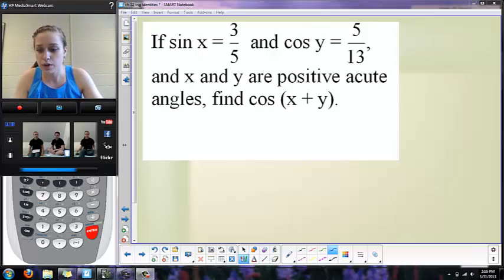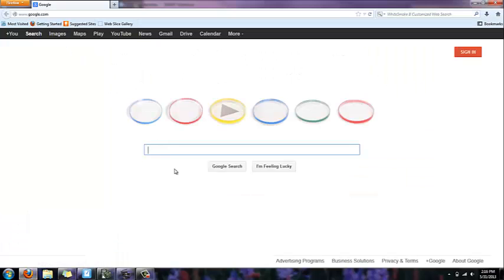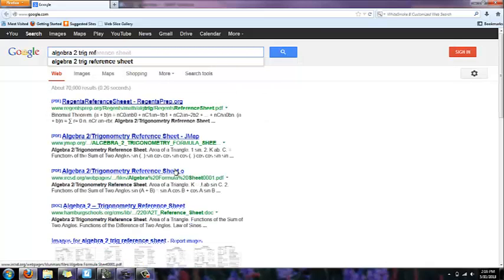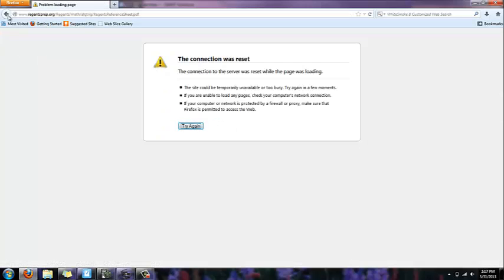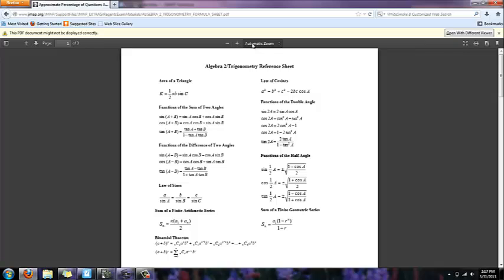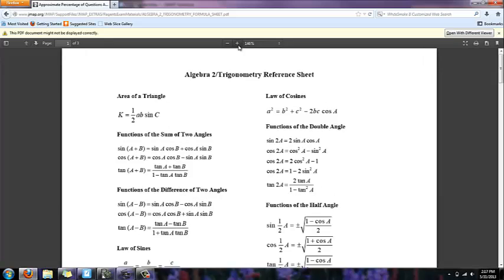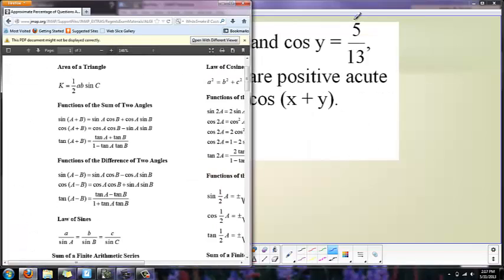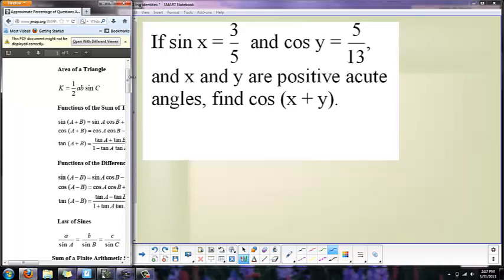Actually, what I'm going to do right now is go on Google, just in case you haven't done this yet, and I'm going to type in algebra to trig reference sheet, and then pull one of those up so that we have it next to the screen while I'm doing this. Okay, so this is your reference sheet. This is the section that you want to be looking at right now, the sum and difference of two angles. So I'm going to have this up right here while we are doing these questions.